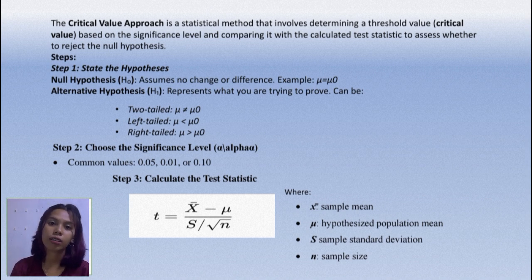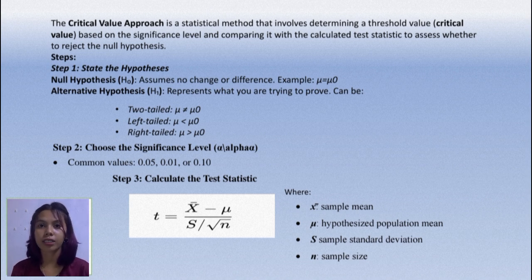Second one is the alternative hypothesis. It represents what you are trying to prove. There are three types of tails. Two-tailed, not equal. Left-tailed is less than. Right-tailed is greater than. And the second step is to choose the significance level or alpha. The common values are 0.05, 0.01, or 0.10.